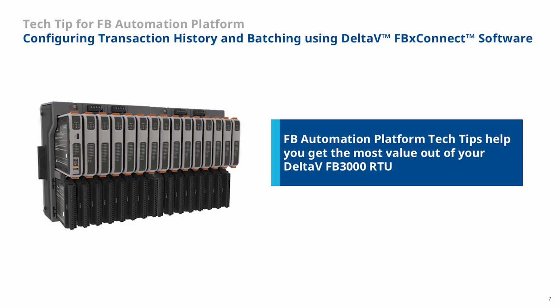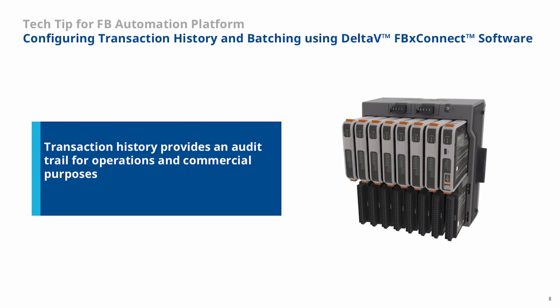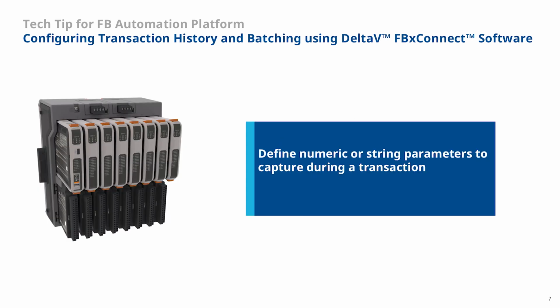FB3000 RTU. So you may ask, what is transaction history? Well, transaction history is a record of key operational and commercial parameters for each batch or other transaction type event. It provides an audit trail for operations and commercial purposes. On the FB3000 RTU, transaction history lets you define numeric or string parameters to capture during a transaction. When a batch starts, for instance, the FB3000 records the start time, and when it ends, it records the end time and takes a snapshot of the selected parameters.